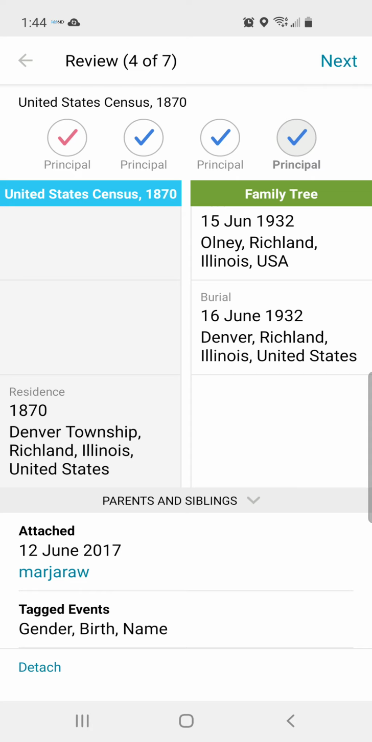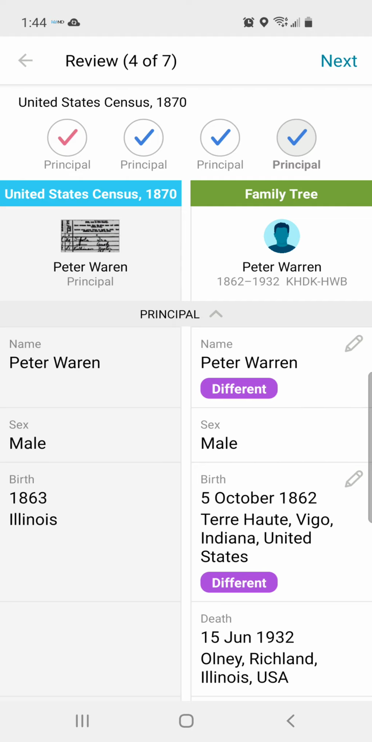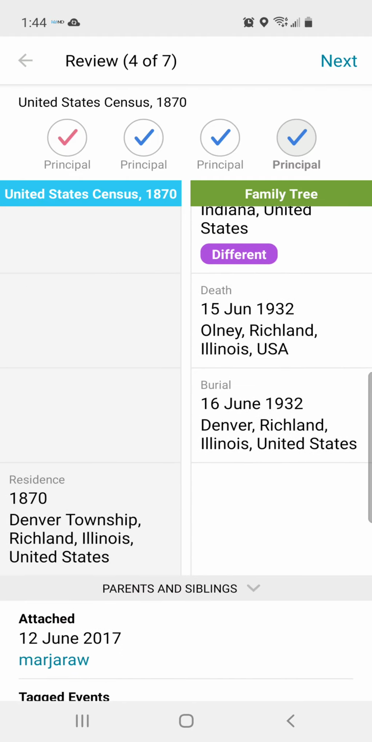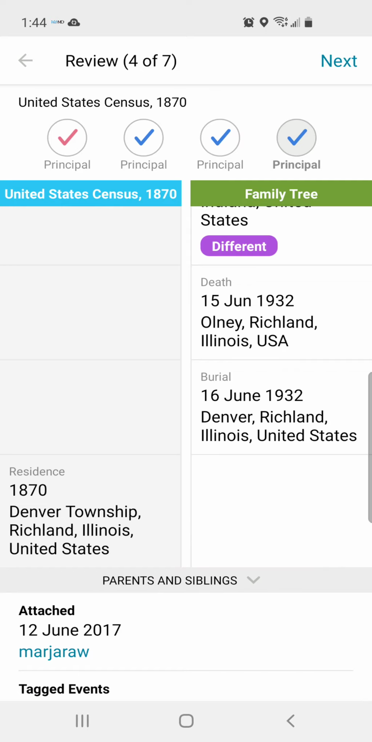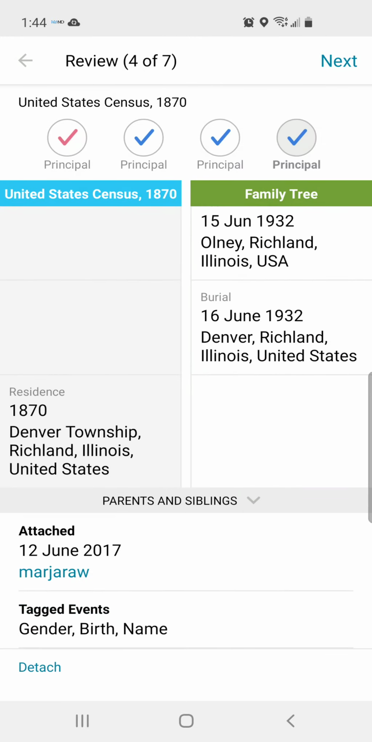Now, here is the thing that makes me crazy. I'm looking at the 1870 census for the Warren family, and somebody attached the record, but they didn't attach the citation. There's no point in attaching the record if it doesn't also show up in the list of evidence for names, dates, places, and relationships.